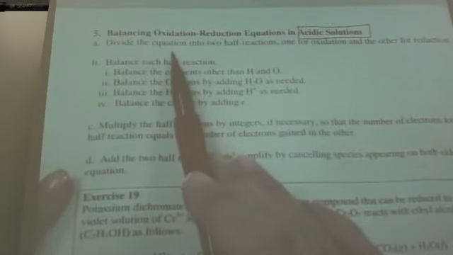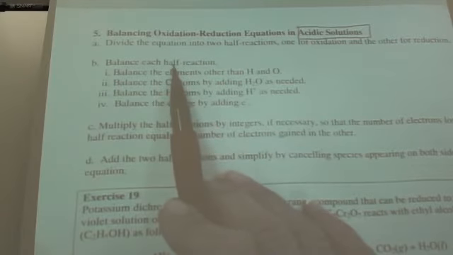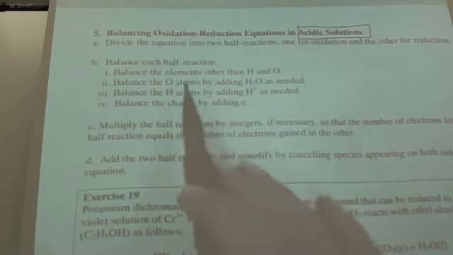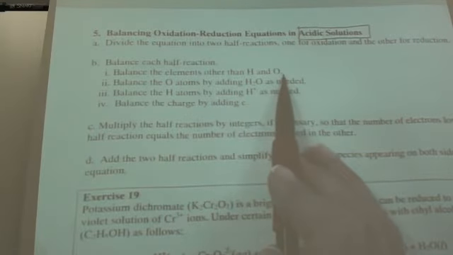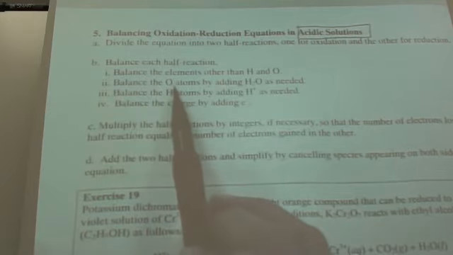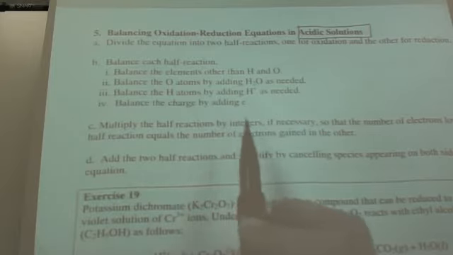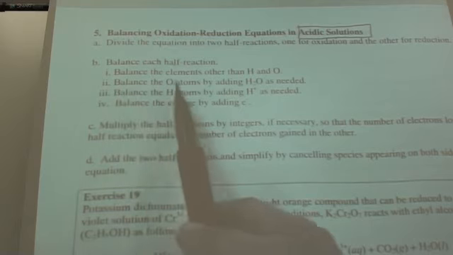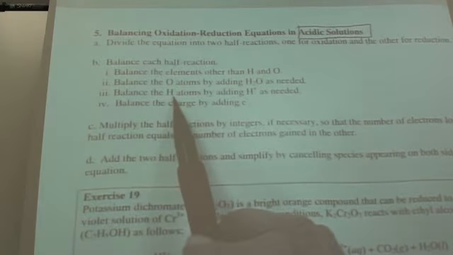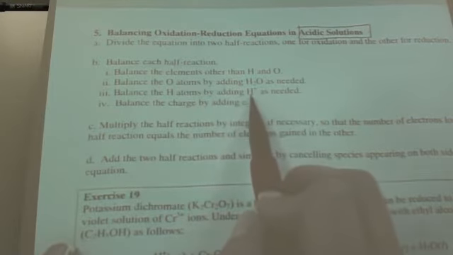After you have divided the equation into the two half reactions, you will balance each half reaction, and you must do it in this order. You will balance the elements that are not hydrogen and oxygen first. Then you will balance the oxygen atoms, and the only option you have to balance the oxygen atoms is by adding a water. After you balance the oxygens, you will balance the hydrogens. The only option you have to balance the hydrogens is to add a proton where you need it.